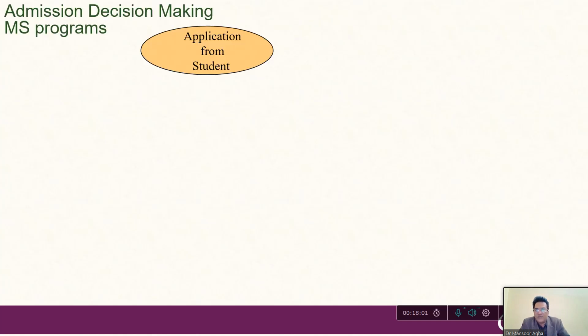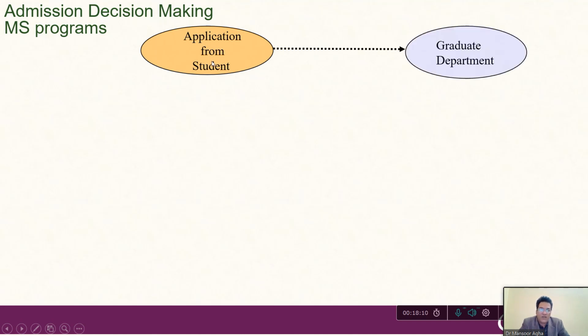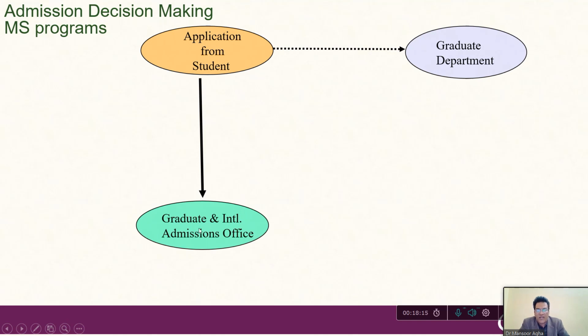Understand very clearly that the admission process in case of all kinds of master's programs is a pretty complex one. So when you apply and your application reaches a particular college, it goes to the graduate department of that particular college. It also goes to the graduate and international admissions office because you're an international student. And then there is a lot of give and take which happens. There's a lot of exchange of information between the graduate department and the graduate international admissions office, because they take decisions when they compare you with other students from their own country.